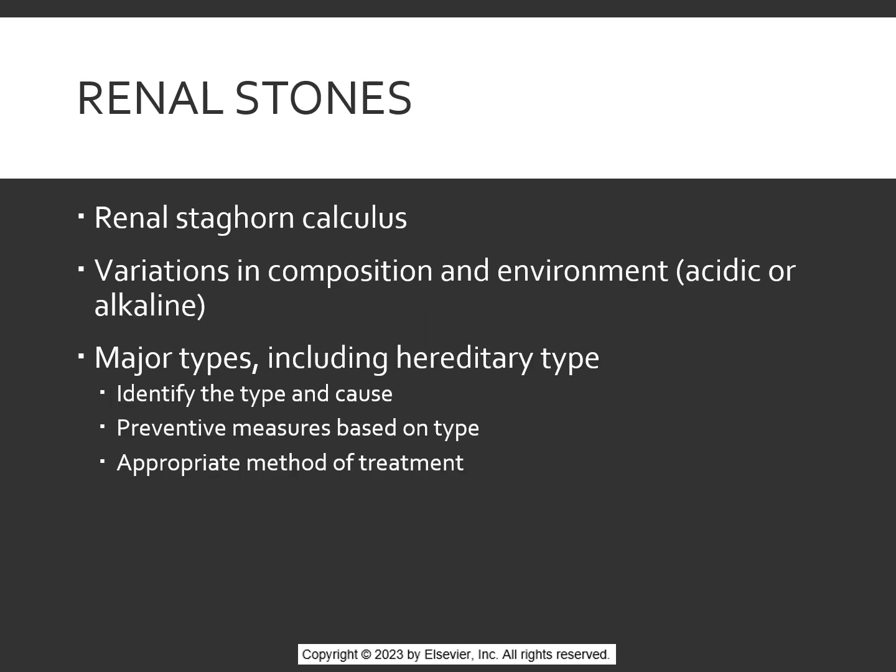A renal or kidney stone, known as lithiasis, is a crystalline mass that forms in the urinary system and, depending on the size and location, could obstruct the flow of urine. Stones can be as small as a grain of sand or large enough to fill the renal pelvis. Renal stones also vary in composition and in the environment in which they form. There are four major types of renal stones, one of which is hereditary. On page 817, Table 34.2 shows the risk factors and dietary interventions for each type of renal stone.